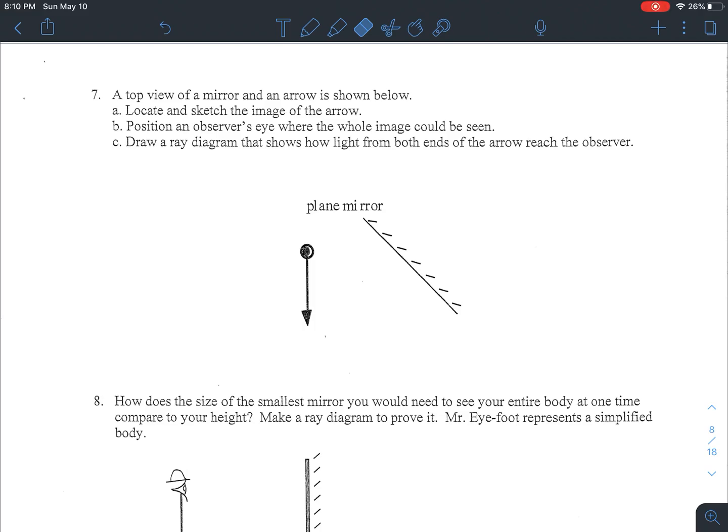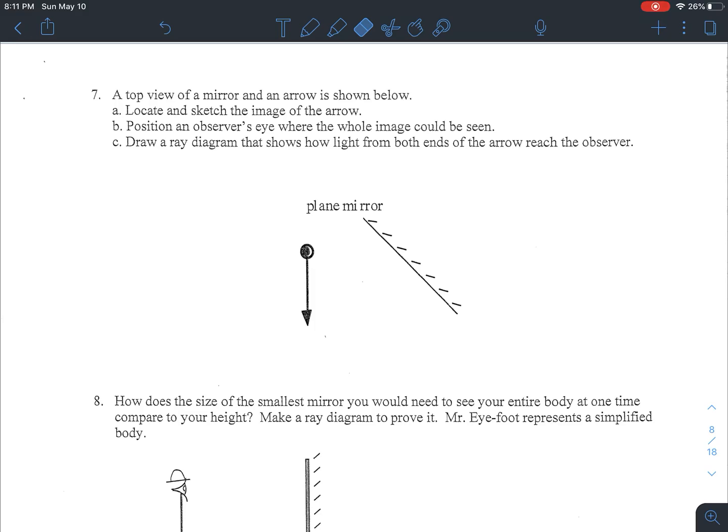So if you're watching this video right now and you haven't completed the Edpuzzle for today on refraction of light, or you haven't completed the Schoology quiz on reflection, please stop and hit pause and go back and do those two things first. All right, so here we have a mirror and an object.